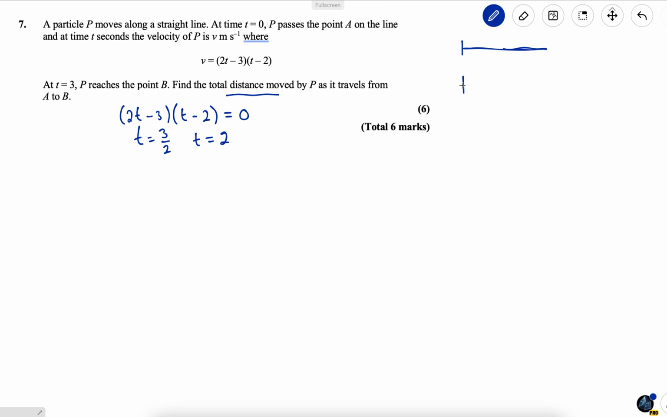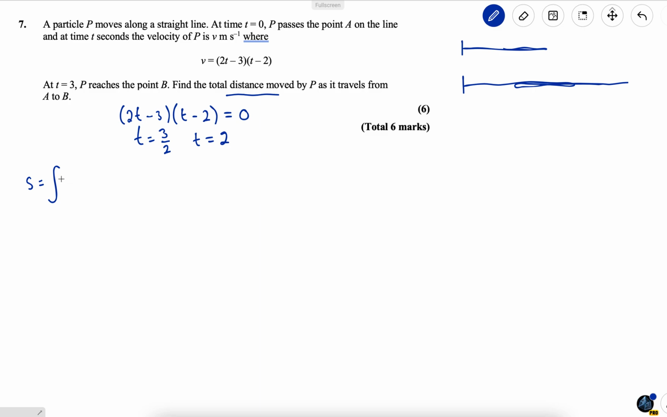So just to map that out, at t equals 0, it starts here. After 1.5 seconds, it turns back on itself. After 2 seconds, it turns again. And then at 3 seconds, our journey ends. So that would all be on one straight line. I'm going to integrate to find displacement.